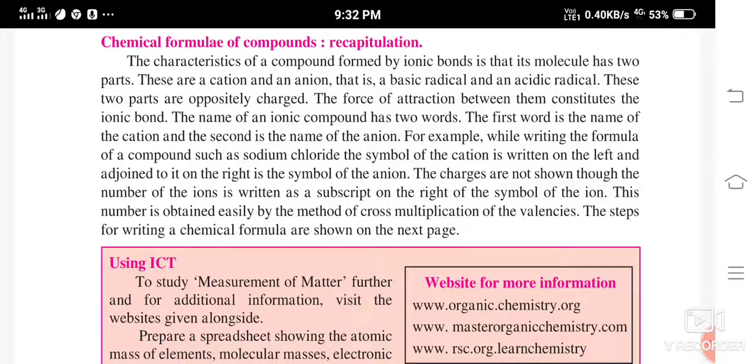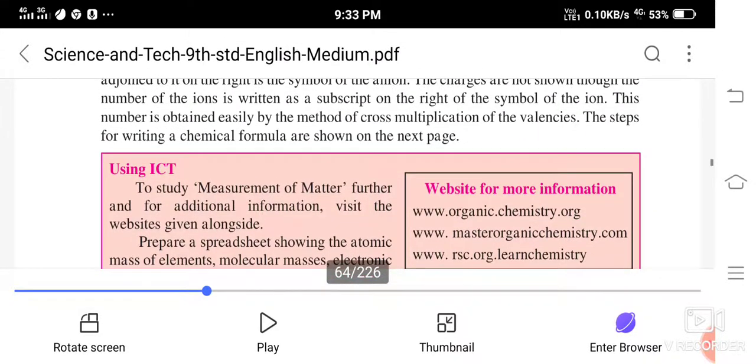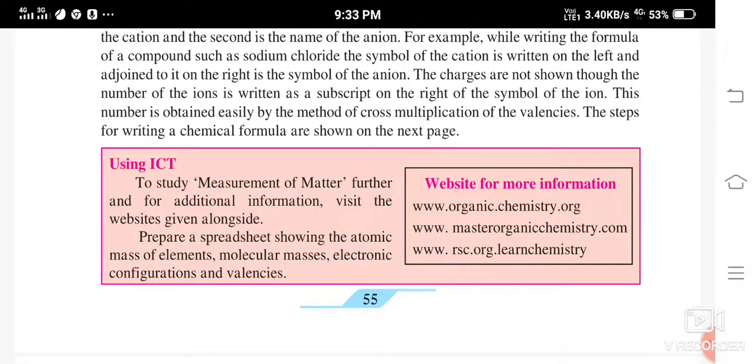So you know how to write the formula of a compound, isn't it? The charges are not shown, though the number of the ions is written. The number of the ions is written, but the charges are not shown. This number is obtained easily by the method of cross multiplication of the valencies. The steps for writing a chemical formula are shown on the next page. So how to write the chemical formula? Now let us study about it.